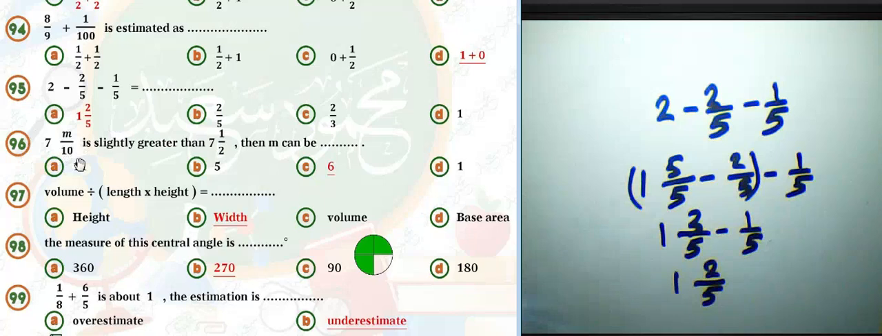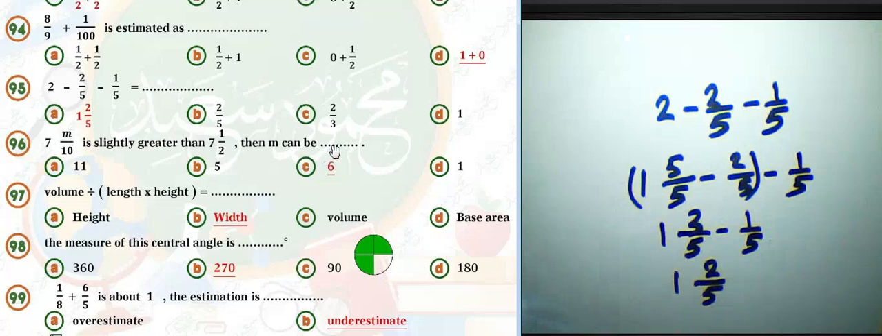96. 7 and m over 10 is slightly greater than 7 over 10. M can be what? We can write here 6 because it's greater than 7.5. Slightly greater than means nearest to the half. So ask yourself the half of 10 here, it will be 5. Which result here is nearest to 5? 6 is nearest to 5. So we must write 6 here in m.